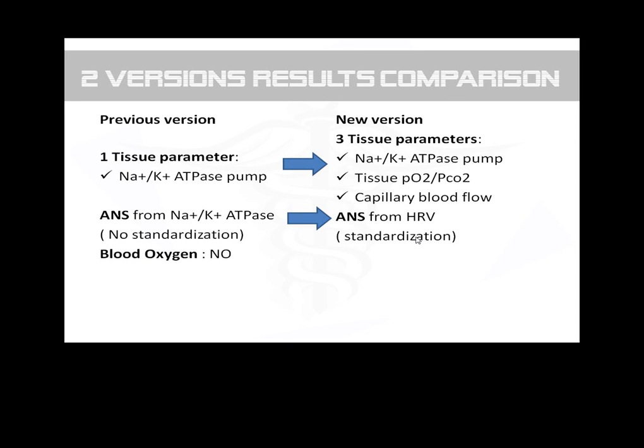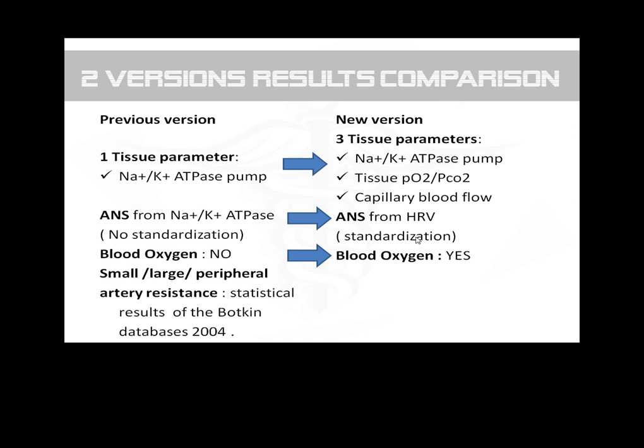Previous version blood oxygen pressure, not available. New version blood oxygen pressure, available. Previous version estimated small and large artery resistance, from the statistical results of the Botkin databases 2004. New version estimated small and large artery resistance, true measurement.